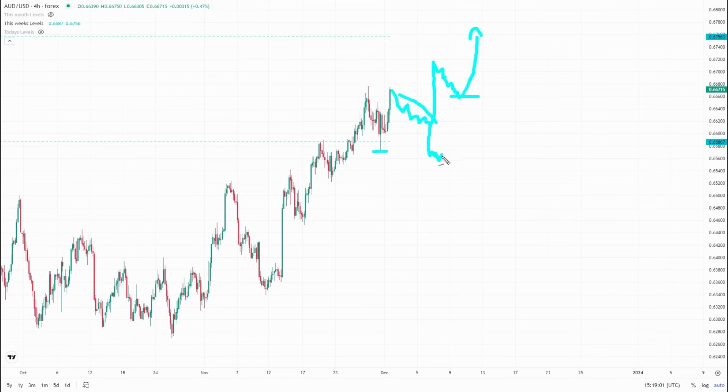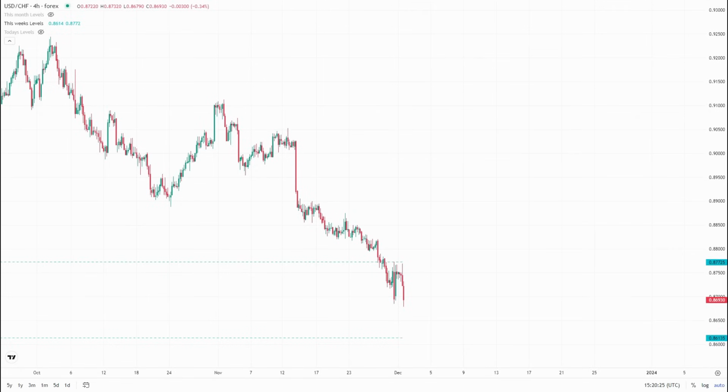I just want to see this kind of pause. And if it does, and if the reason for the sell-off isn't that great, then I will be looking to potentially fade this to the upside after the interest rate decision takes place next week. Next is US dollar franc.